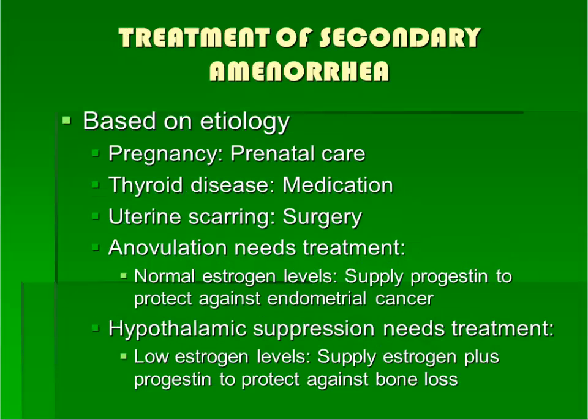Once you identify the cause of secondary amenorrhea, you can consider appropriate treatment. Treatment is based on the etiology. If anovulation is present with normal estrogen levels, the patient is at risk for endometrial cancer, so a progestin will need to be given to the patient.